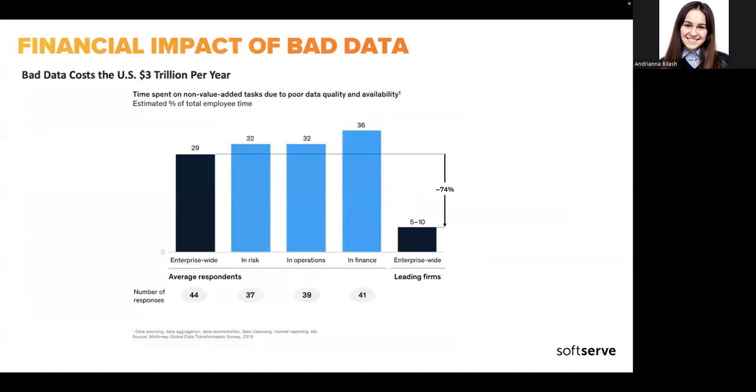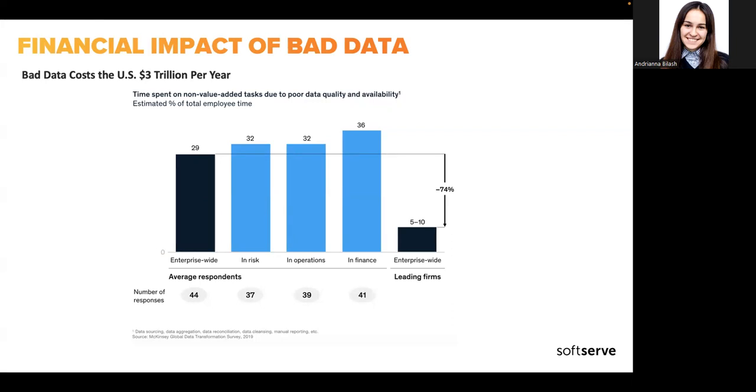Now let's talk about data quality. And first of all, I would like to emphasize why data quality is important. It was estimated that bad data costs the US $3 trillion per year. The research was done by IBM, and they realized that some of the issues of data quality lead to huge losses.